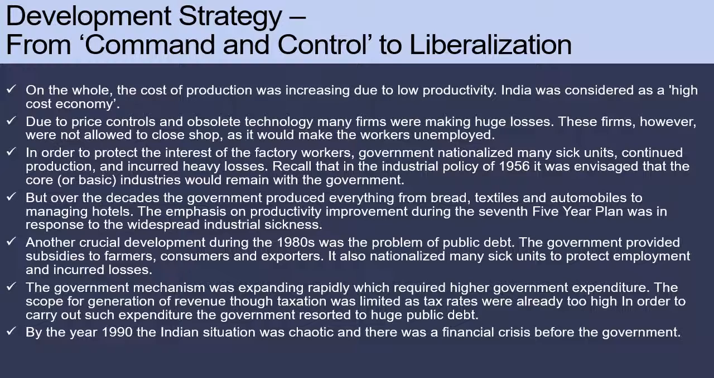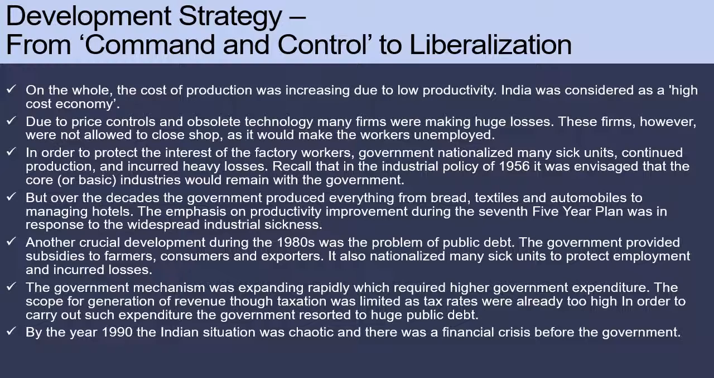Due to price controls and obsolete technology many firms were making huge losses. These firms, however, were not allowed to close shop, as it would make the workers unemployed. In order to protect the interest of the factory workers, the government nationalized many sick units, continued production, and incurred heavy losses. Recall that in the industrial policy of 1956 it was envisaged that the core, or basic, industries would remain with the government. But over the decades the government produced everything from bread, textiles and automobiles to managing hotels. The emphasis on productivity improvement during the 7th Five-Year Plan was in response to the widespread industrial sickness.